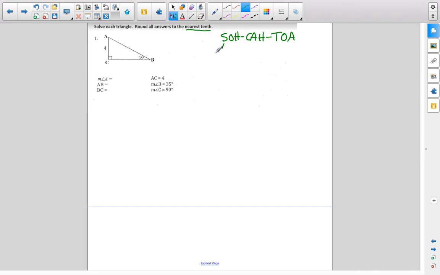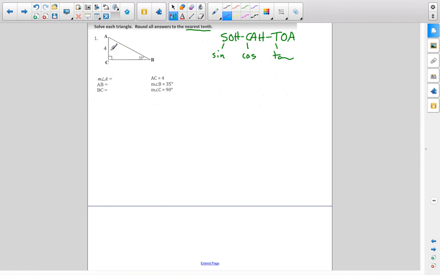The S in SOH is for our sine function. The C is for the cosine. And the T is for tangent. And remember, opposite over hypotenuse, adjacent over hypotenuse, opposite over adjacent. Okay, let's move over here. I'm changing to my favorite purple.